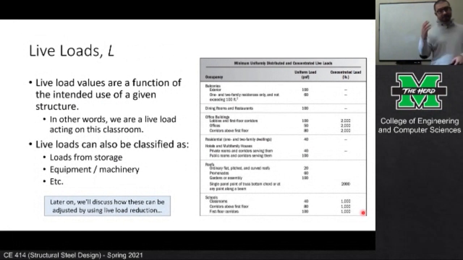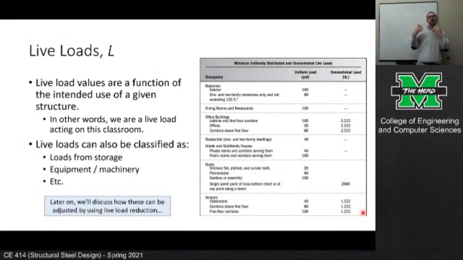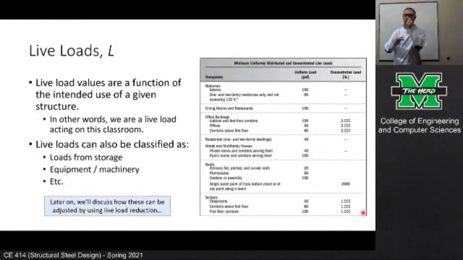Now let's talk about live loads. Live loads, it's a very simple term like dead loads and live loads, but really what I like to use is the term occupancy. Live loads represent what the structure is being used for. So the live loads in a hospital are going to be different than the live loads in a school and different than the live loads in an office building or a theater or what have you.